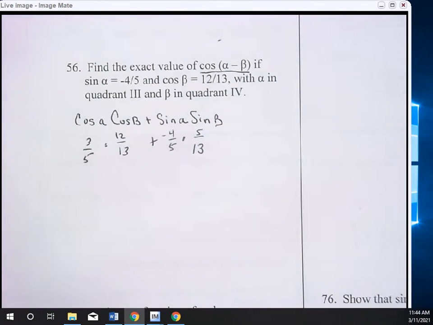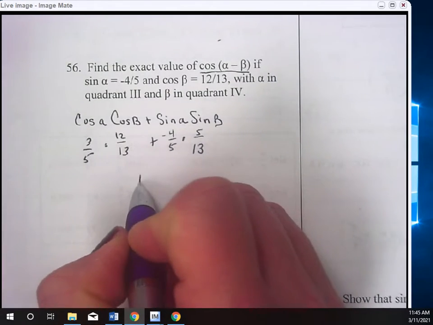And this is all multiplying, so you don't need a common denominator. You also have access to your calculator, so you can multiply all of those together at the same time if you want to. Make sure you do a math fraction so that you don't get crazy decimals. Did everybody get 16/65?